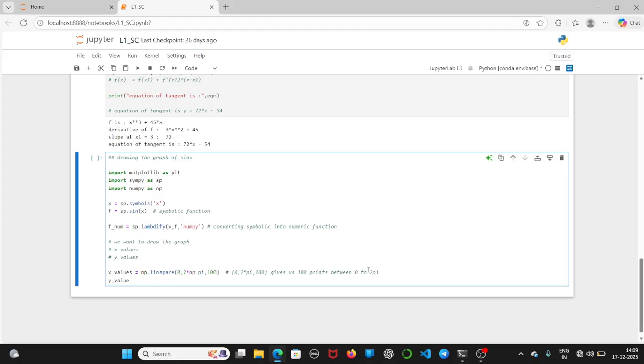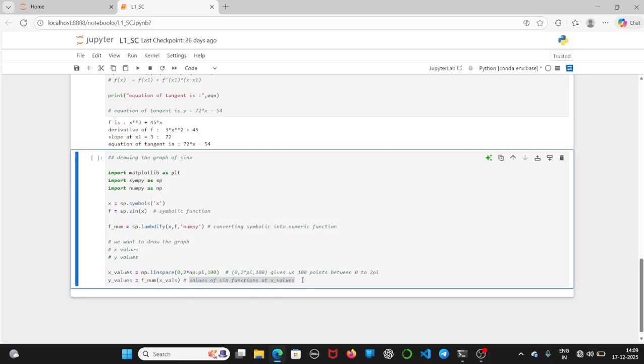y values will be sine of these values, right? These are 100 points and we want y for those values. So y values is just sine. So I'm creating f num, and I'm going to write x values here. It returns the values of the sine function at x values. So for every x value, it gives the sine value for that x value.